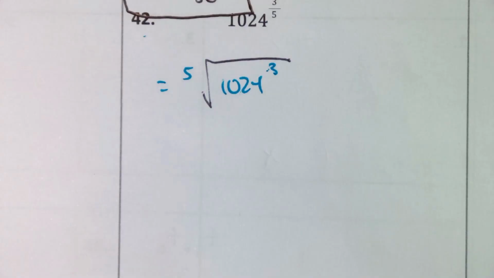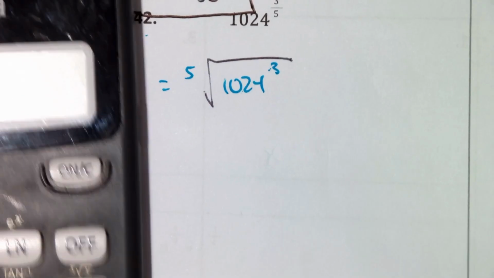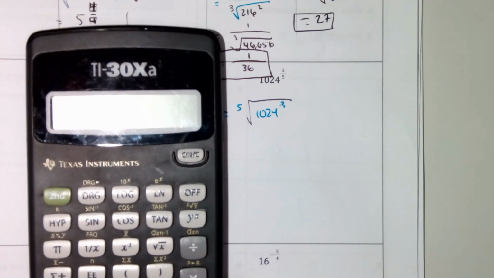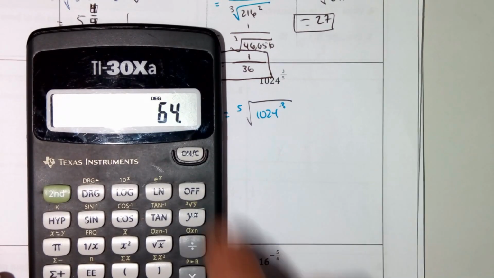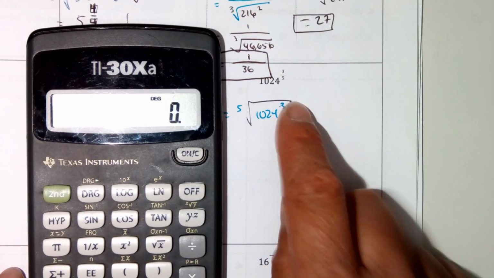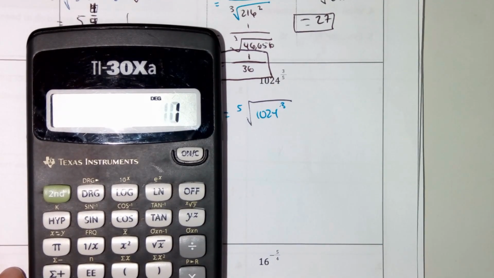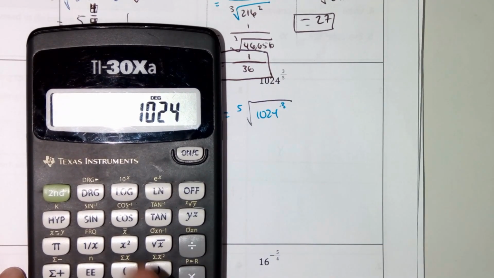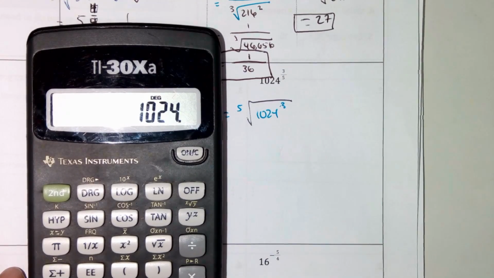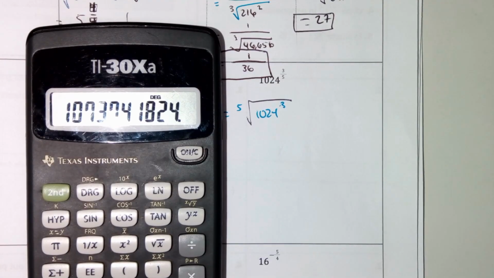Okay, so now let's calculate. Ready, let's try to use this calculator. Press clear, 1024 to the third power, so 1024. Now y to the x power, so that's just going to be a 3. And you get this huge number, right?